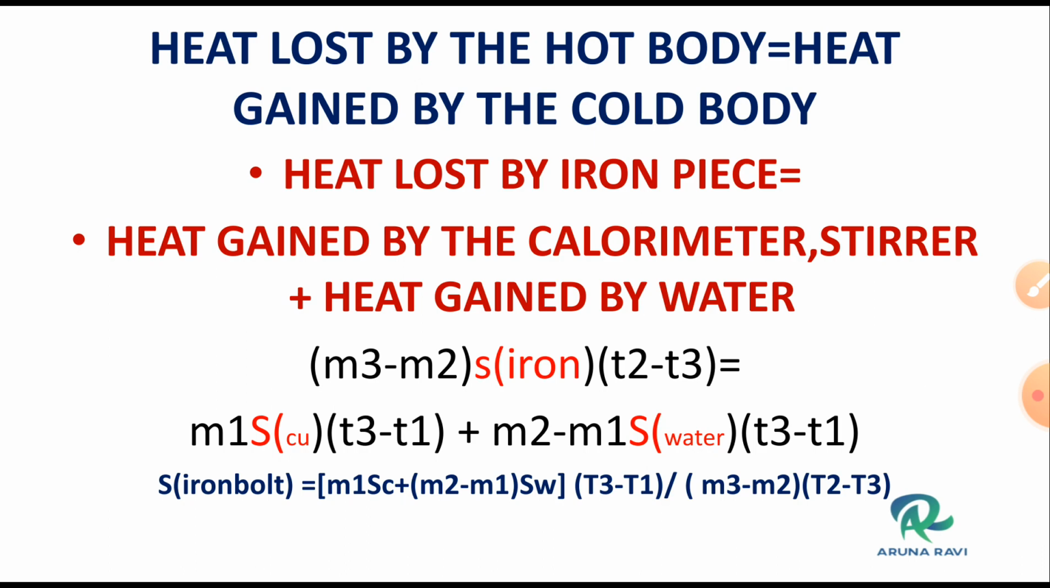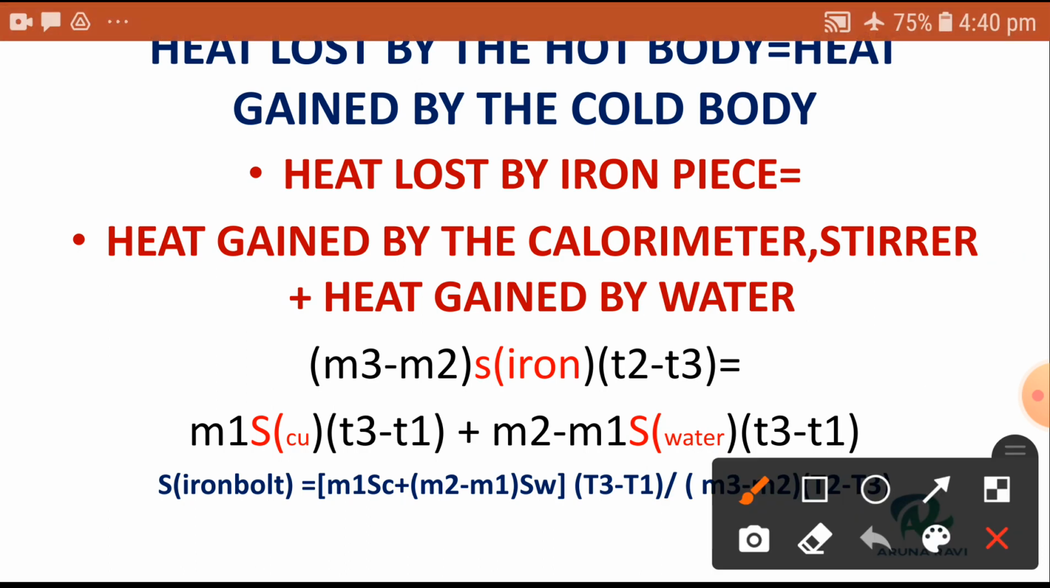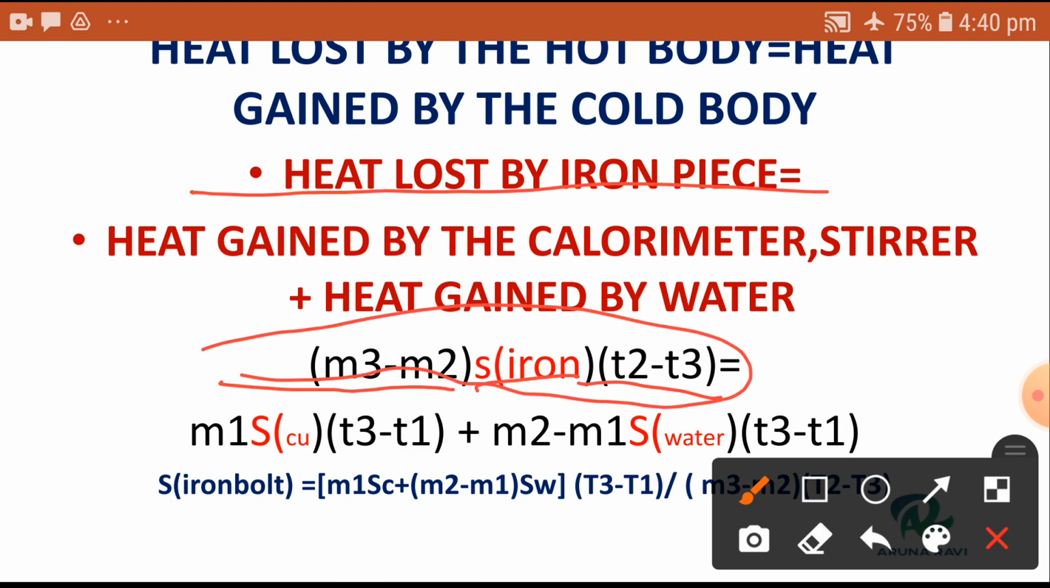Don't see this formula, don't get confused. Just see here, Q is equal to M into S into delta T. Now, heat lost by the bolt, that means the iron bolt: mass of the iron bolt, specific heat of the iron bolt, and temperature difference. This is the heat lost by the hot body, that is the iron bolt, M S delta T. Heat lost by the hot body is equal to heat gained by the cold body.